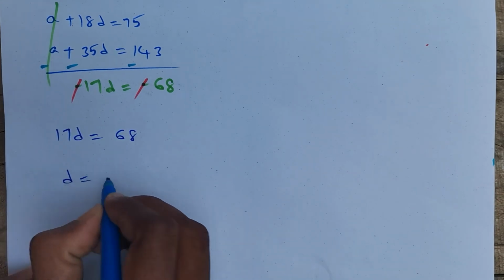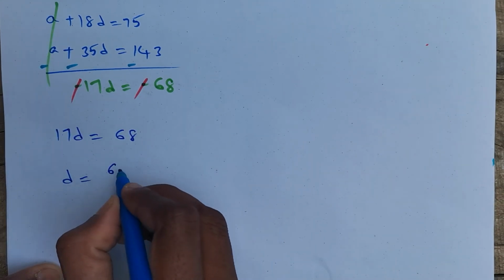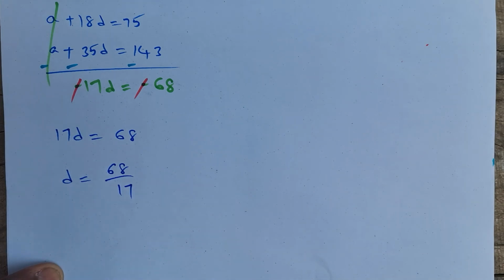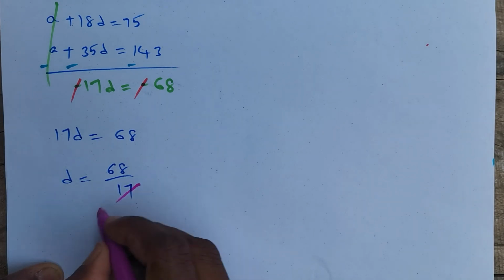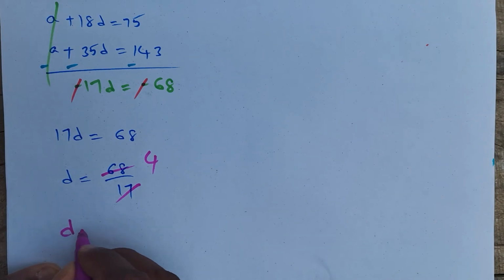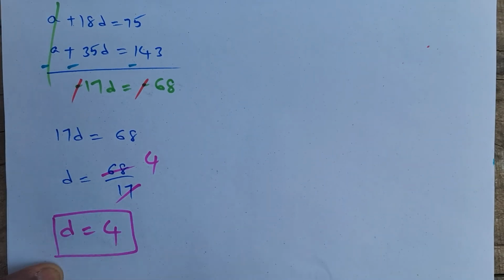We want the d value, so I will take 17 to the right side. 68 divided by 17. In 17 table where we get 68, 4s are. So 17 ones are 17, 17 fours are 68. So d is equals to 4. That is, common difference is 4.